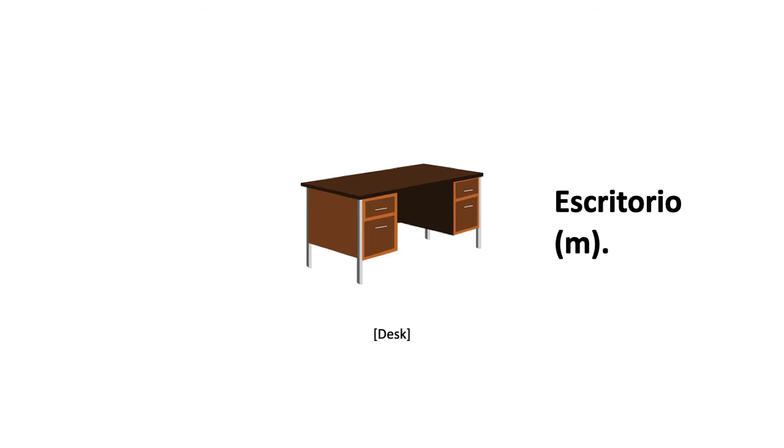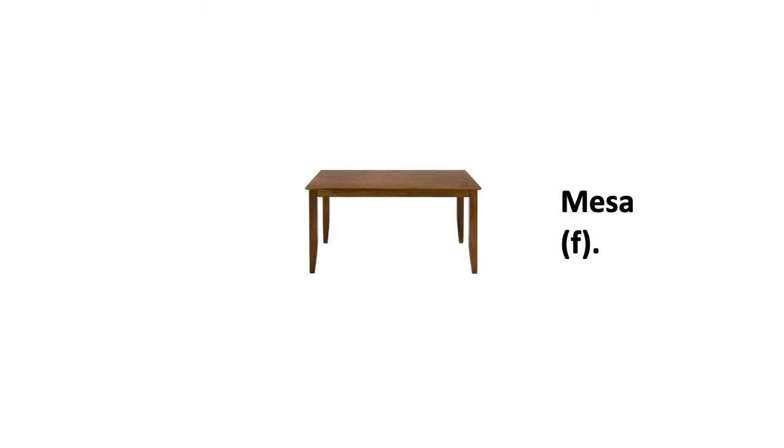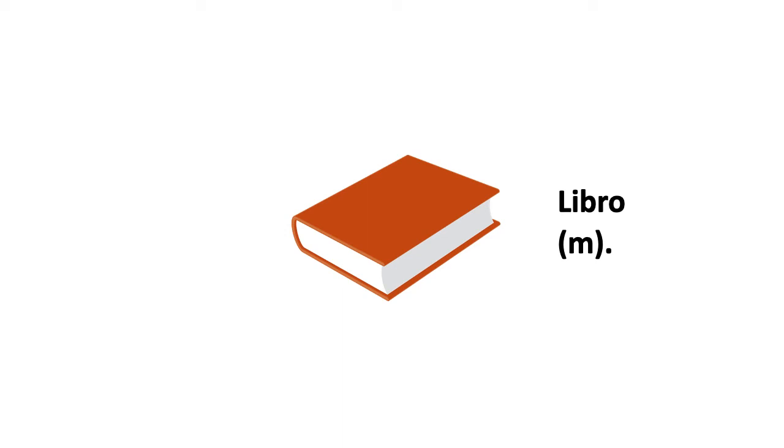Let's pronounce it again. Escritorio. Otra palabra. Silla. Notice the double L, and remember that when you have two L's in Spanish, they sound like a J, right? That happens with this word, which is a very common word. Silla means, of course, chair. Otra palabra. Mesa. Mesa means table. Nueva palabra. Libro. Libro. It means book.